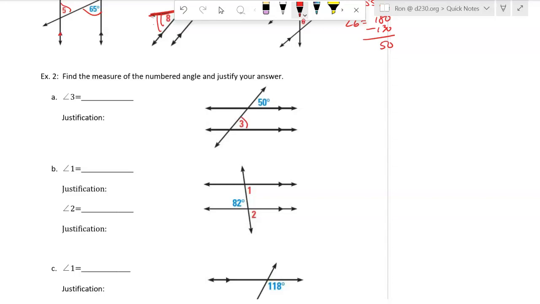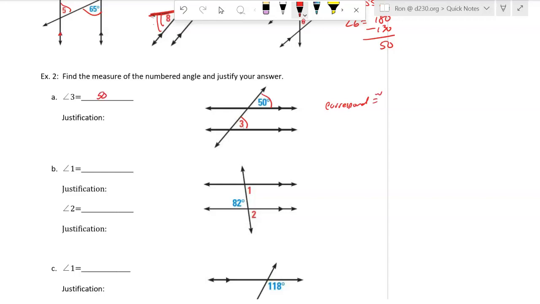So, when I look here, what type of angles do we see here? Well, if I look at those, same side of transversal, one interior, one exterior, those would be corresponding. So we could say that corresponding angles are congruent. So we say angle 3 is 50 degrees.